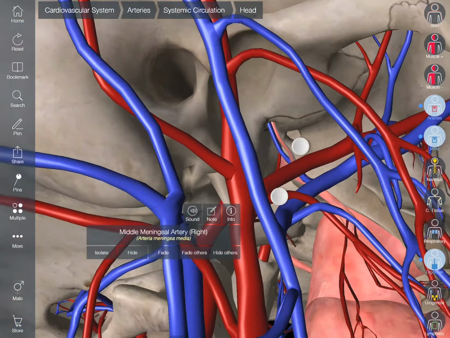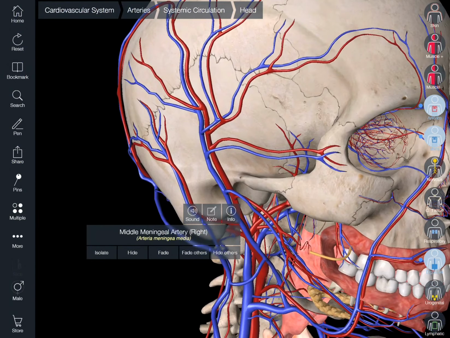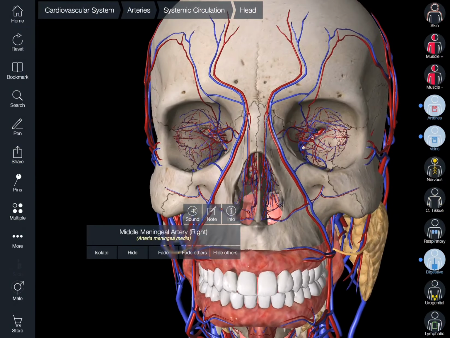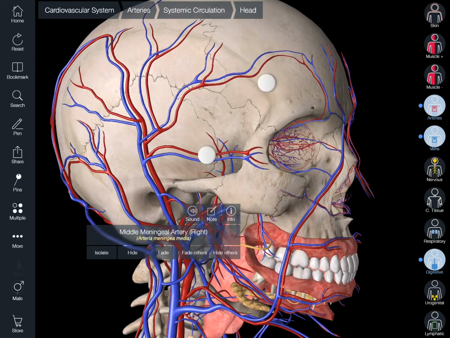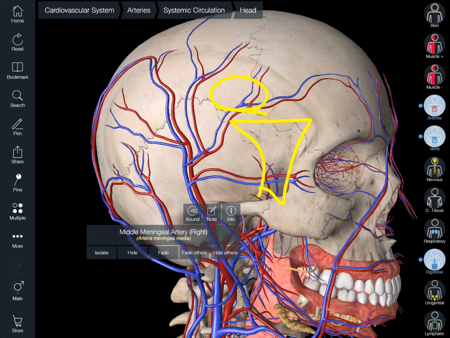So let's actually talk about that. By the way, I want to talk about two important landmarks. This is called the nasion. This is the nasion. It's basically a depression in the midline at the root of the nose. So that's the nasion. And then we've got the pterion. This guy is the pterion. This is the pterion. It's the point where the greater wing of the sphenoid meets the anterior inferior angle of the parietal bone. Okay, so this is the pterion.